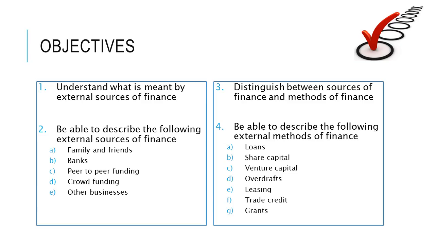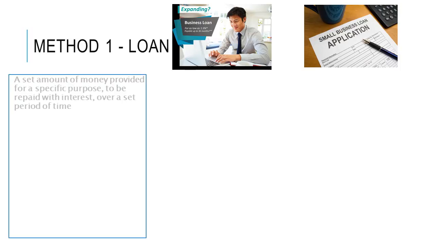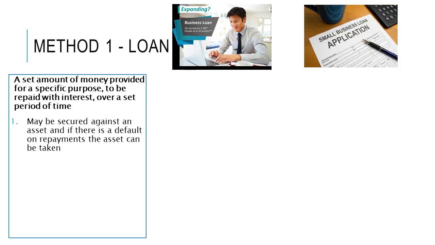So we've looked at our different external sources of finance. Now let's move on to the methods of finance. Again, we should focus on taking down the bold definitions. So method 1 is a loan, and that is a set amount of money provided for a specific purpose, normally to be repaid with interest over a set period of time.